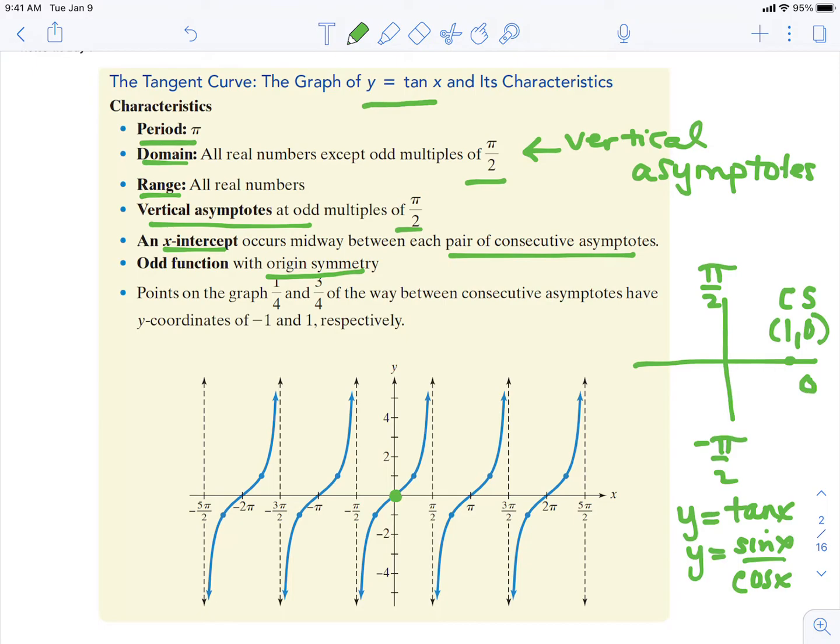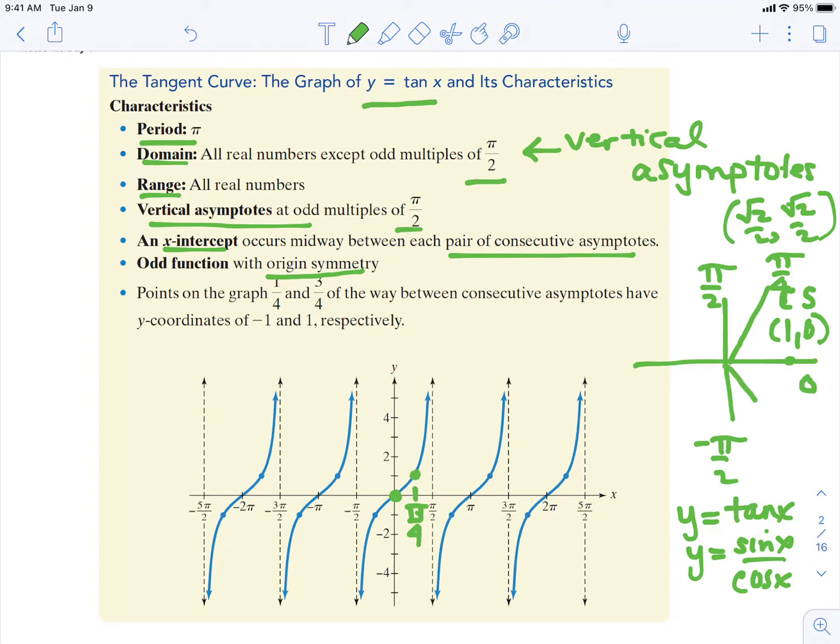So I just graphed that first ordered pair. Now if we go up to pi over 4, it has the ordered pair square root of 2 over 2, square root of 2 over 2. If you take the sine and divide it by the cosine, you're going to get 1. So here is pi over 4. The output is 1.